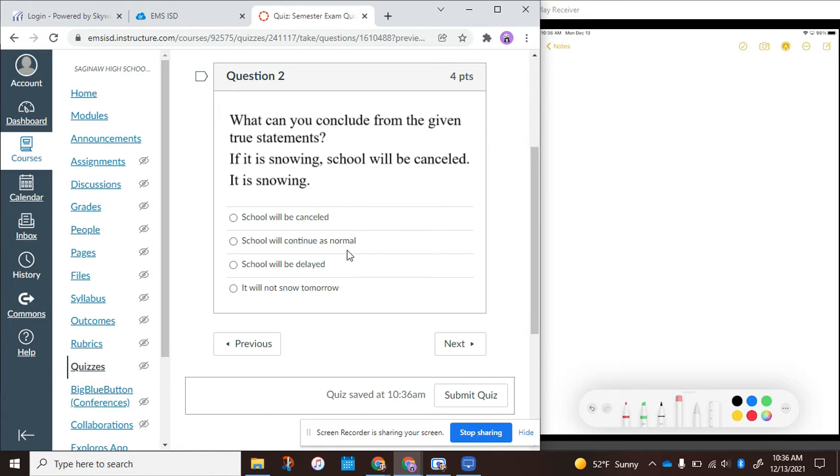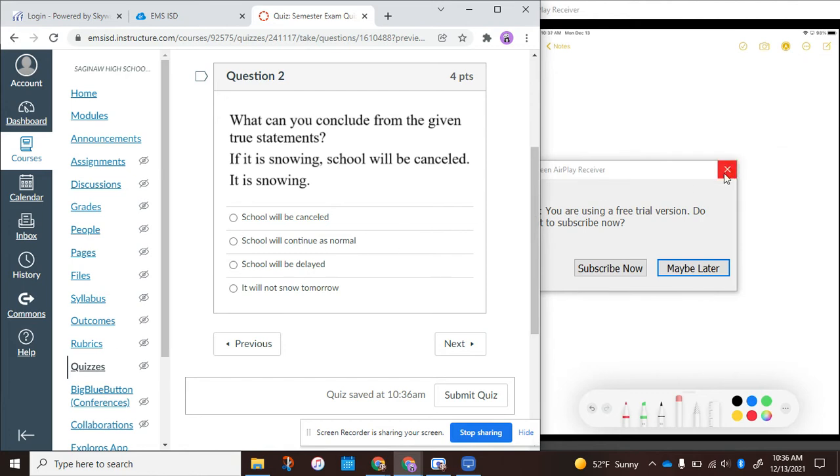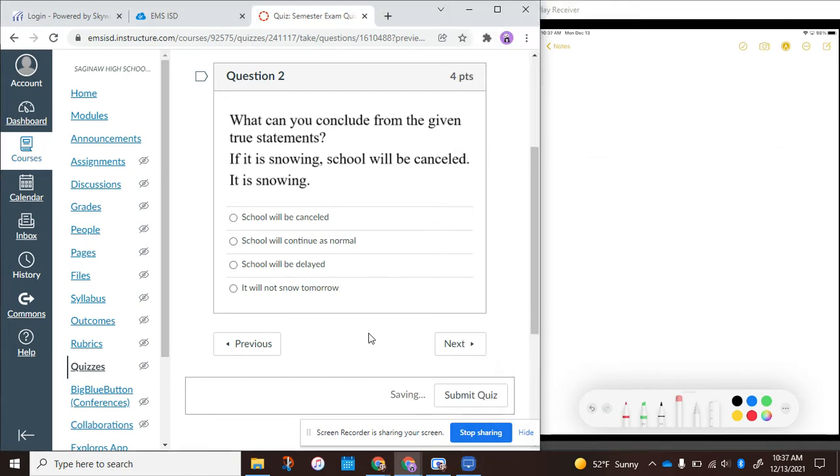Okay, now any of these things may be true. School will continue as normal. That's possible. School will be delayed. That's also possible. It will not snow tomorrow. That is also possible. But we don't know for sure. The only thing we know for sure is this statement right here. If it is snowing, school will be canceled. So it is snowing. The only conclusion we can draw from that statement alone is school will be canceled.